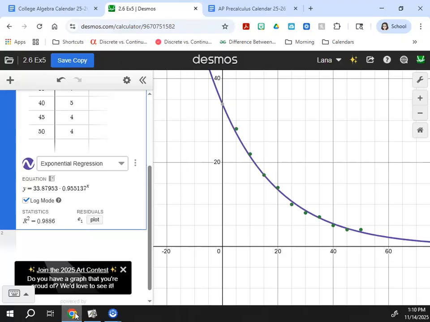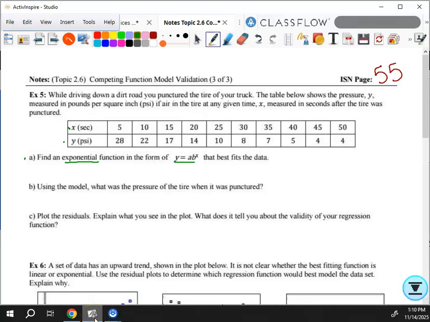Remember, yours should be green at the top because I'm cheating up here. And your log mode should be the defaulted checked. You want it checked. So there it is. So there's your equation. Did anybody have any issues getting that? We can handle that, right?